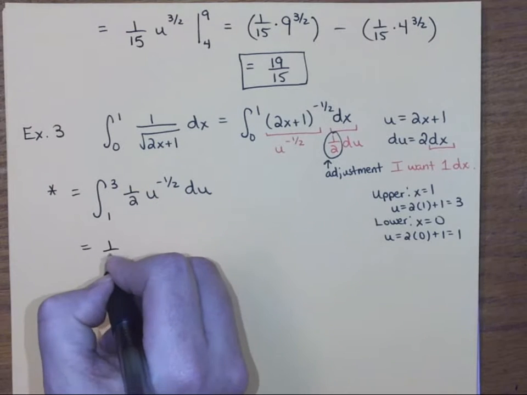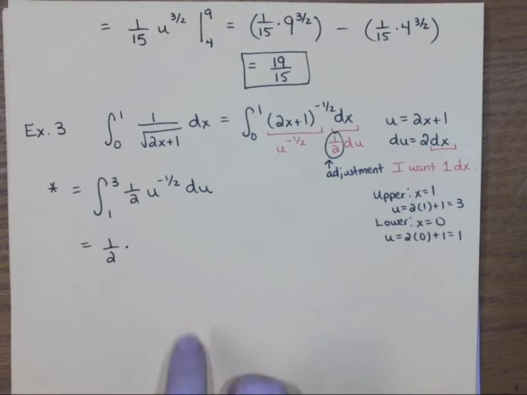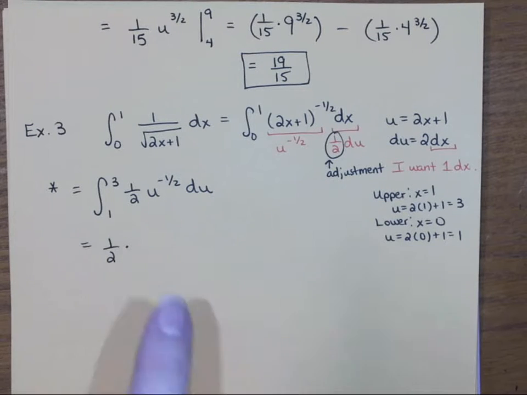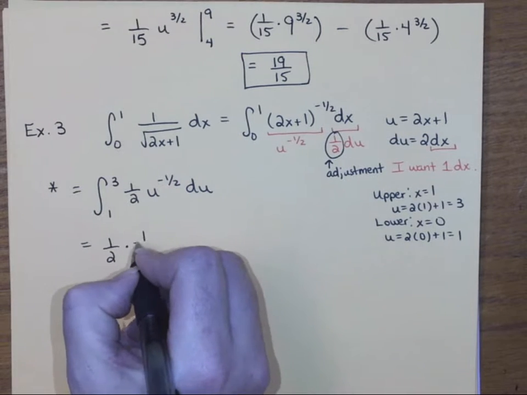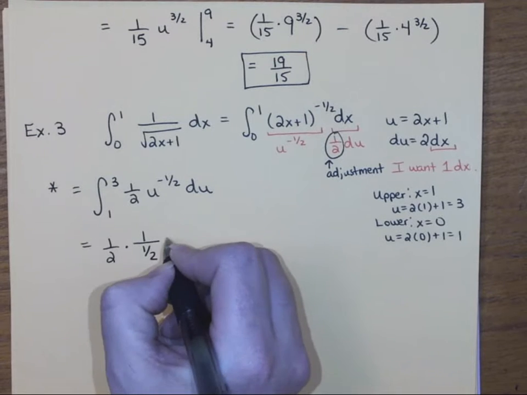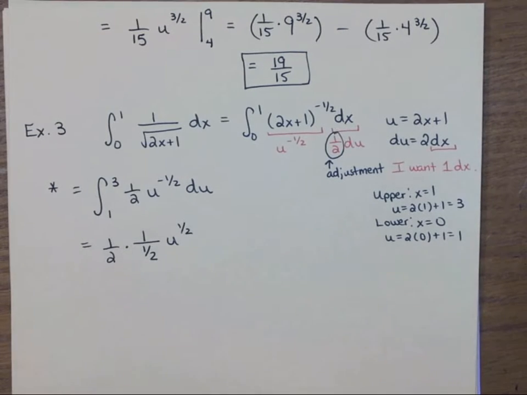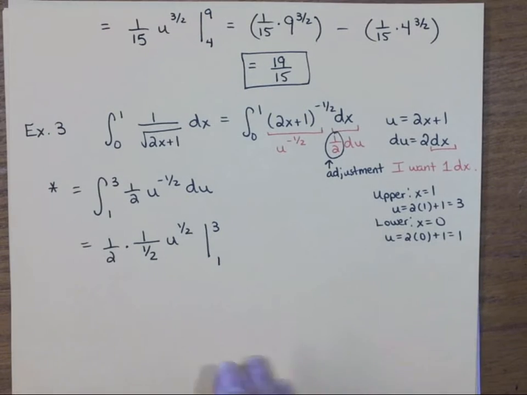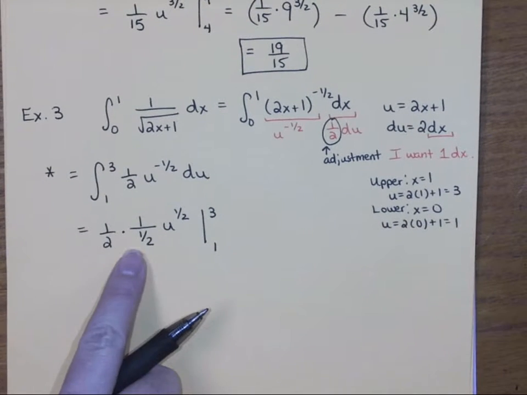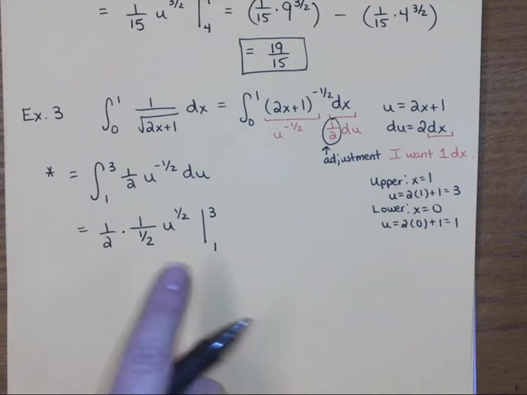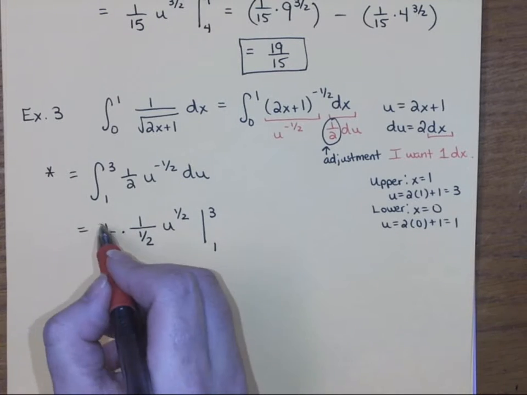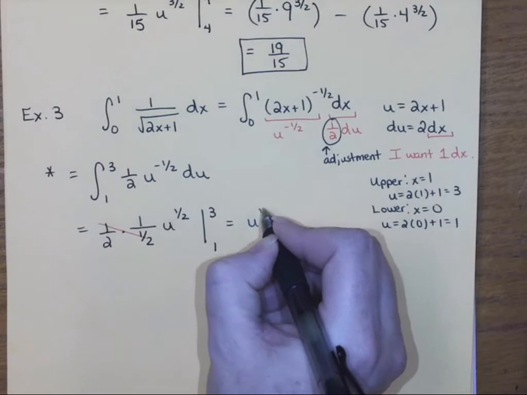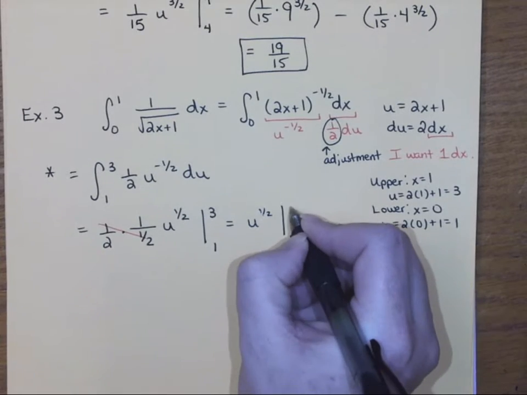So as usual, constants get pulled down. Okay, ask yourself, what happens if I add 1 to negative 1/2? And the answer is I get 1/2, right? So it's 1 over that new power, and then u to that new power. And then I want to evaluate that from 1 to 3. But if you work these out on the calculator, you're going to see that these cancel each other out. This becomes 1. So we end up just getting u to the 1/2 evaluated from 1 to 3.